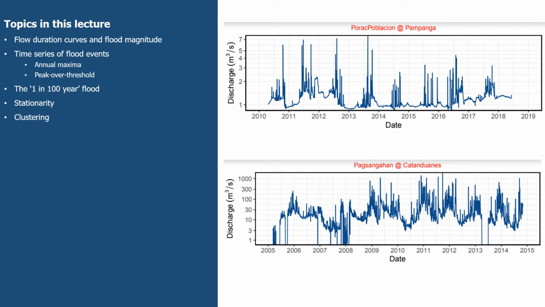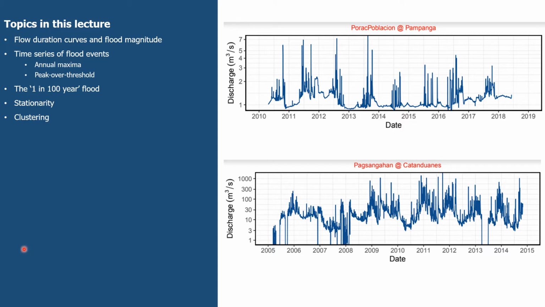We'll have a look at ways of looking at only the flood events using annual maxima and peak over threshold approaches, a little bit on the definition of the 1 in 100-year flood, something about stationarity and change through time in series, and a little bit at the end we'll just discuss clustering of flood events.